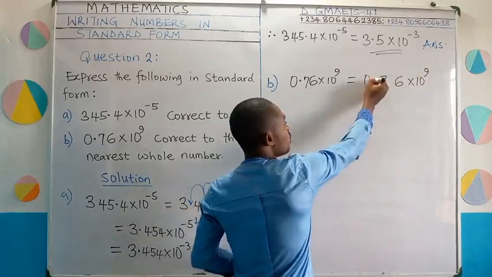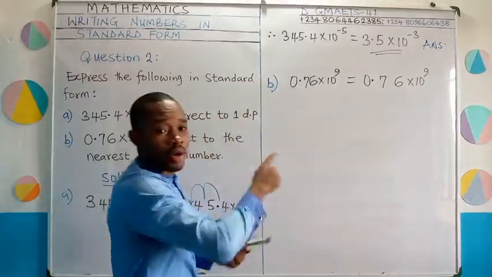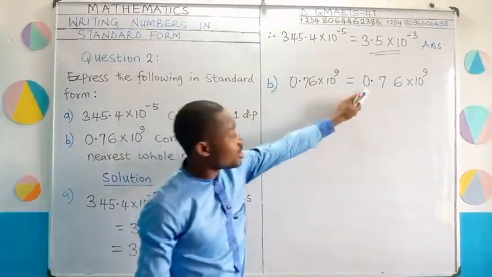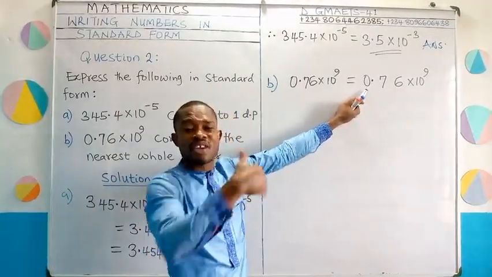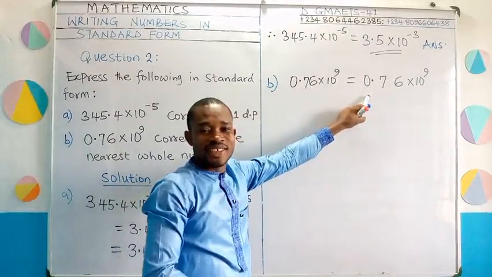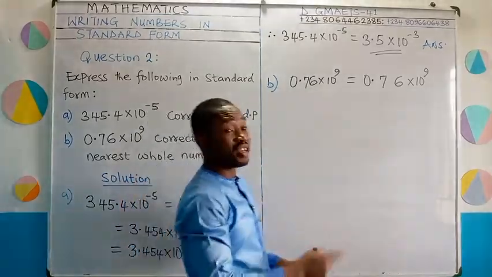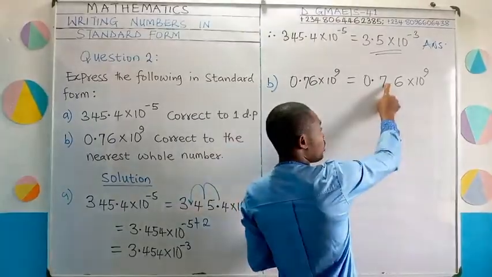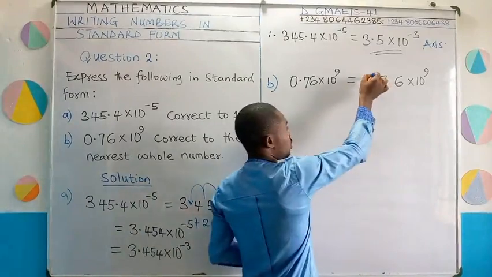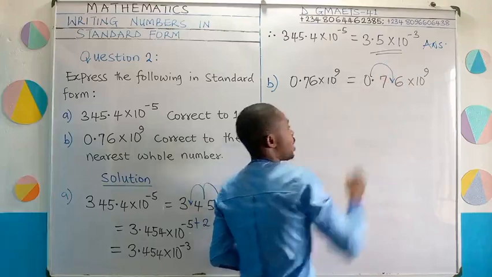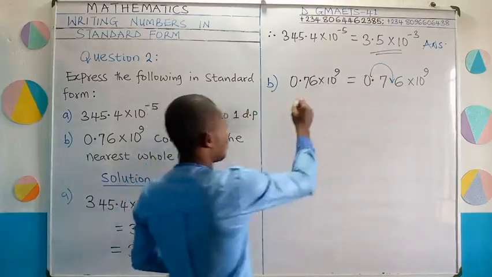Because here you have to move your point this time around to the right, because the whole number is 0. You have 0 point, then the other digits. So you move your point to the right in this case. And now we're going to move it one time because the point should come between 7 and 6. So this goes this way.